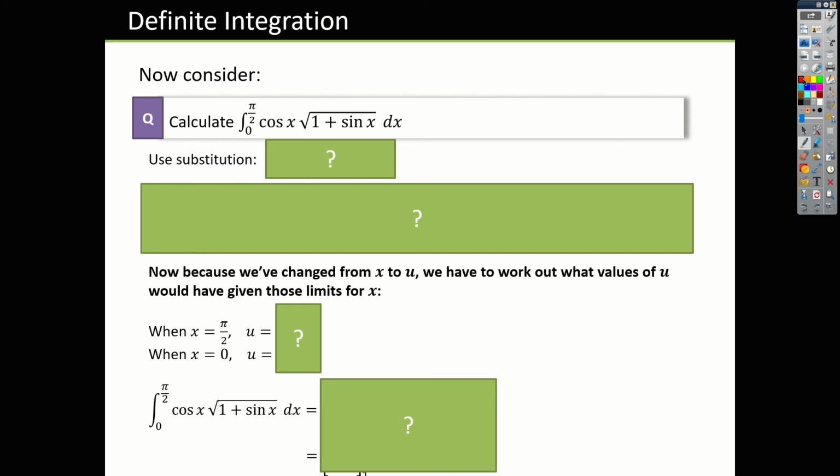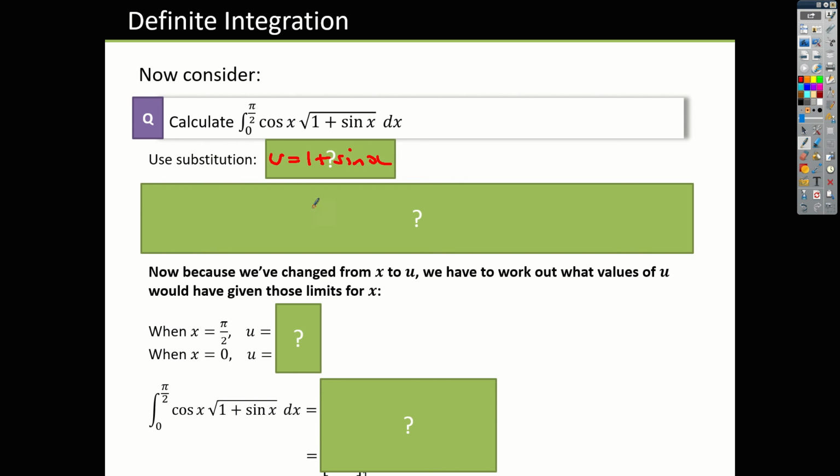So final example, I'm going to integrate from 0 to pi over 2 of cos x times the square root of 1 plus sin x dx. Now, there's no given substitution for this one, but you've got to have a nice educated guess. And the rule of thumb, as we said in a previous video, is to pick the most awkward part of the expression, the thing that's going to cause the most difficulty. And I reckon that's going to be this bit in the square root here, 1 plus sin x. So that's the substitution I'm going to use.